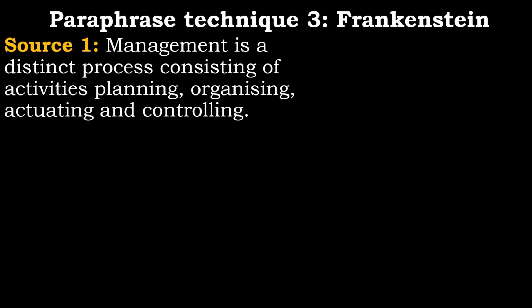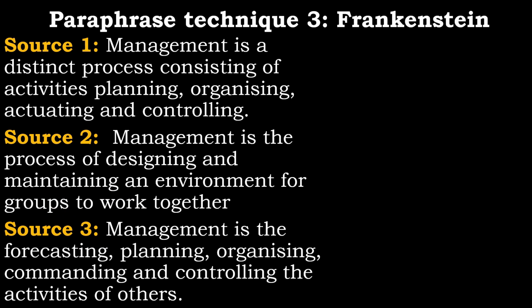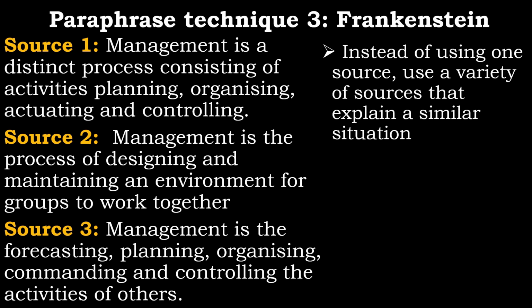Source 1 may be an article. Source 2 may be a book. Source 3 may be a report. You take a few words from each of these sources and you put them together in one paragraph or one sentence. Instead of using one source, you use a variety of sources to explain a similar situation. All of these 3 sources you see here are a definition of management from 3 different sources. So we take 2 words from source 1, 3 words from source 2, a few words from source 3, and we put it all together.